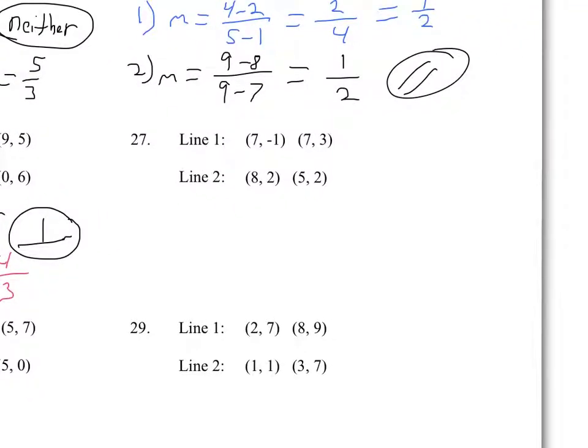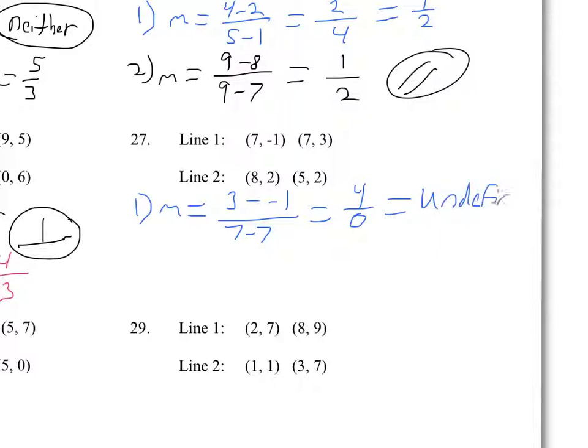Alright, number 27, let's just keep on going here. Line number 1, I'm going to do 3 minus negative 1 over 7 minus 7. So that's going to be 4 over 0. Oh, so that means this is undefined. It would very much help you to know that that means this is a vertical line.